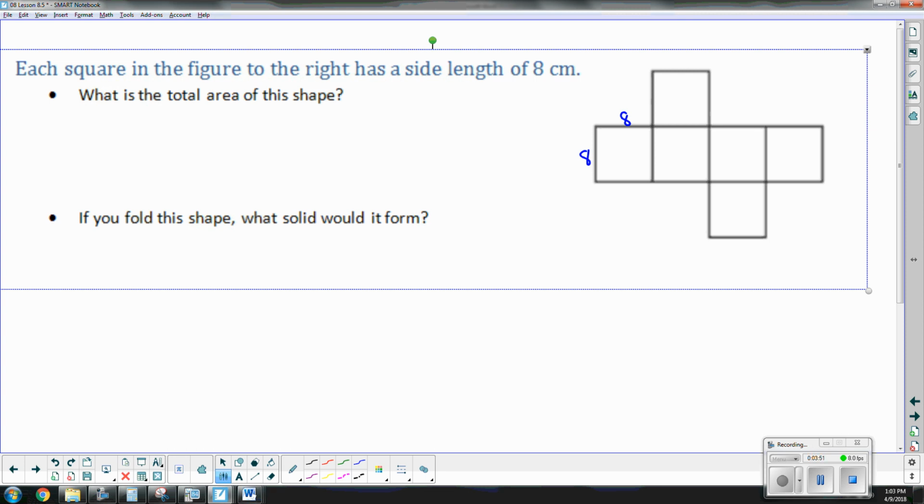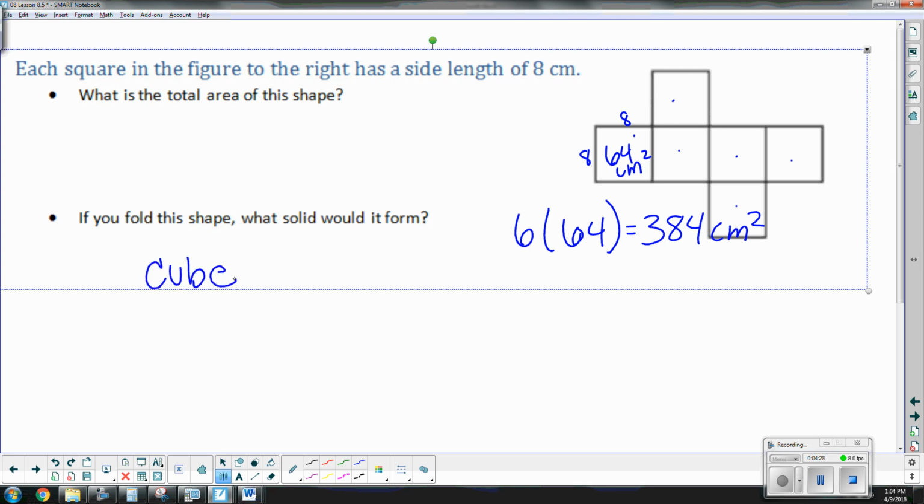Well, we can determine that one of these squares is 64 centimeters squared, and we have 1, 2, 3, 4, 5, 6. So we have 6 squares that each measure 64 centimeters squared. So that gives us a total area of 384 centimeters squared. So now if we folded this up into a solid figure, this would form a cube.